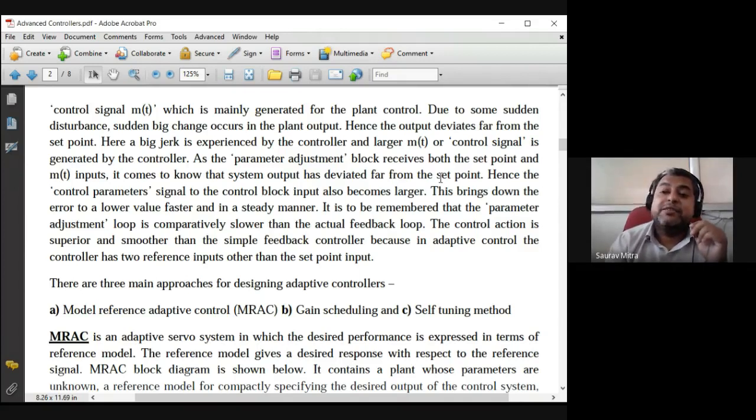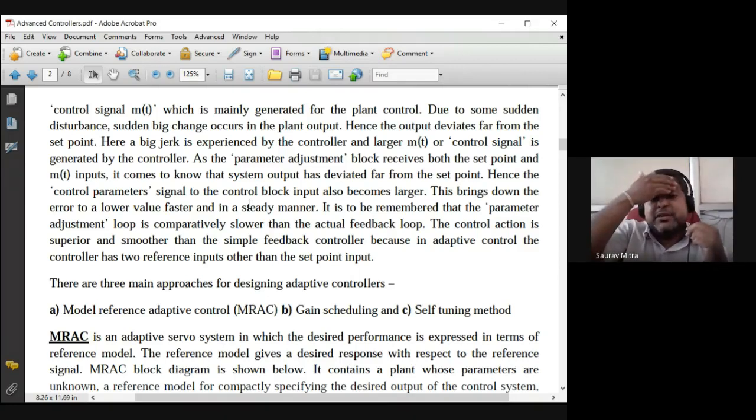In that case, the parameter adjustment block will tell the controller that whatever smaller control action you are generating as MT is not good enough. So the parameter adjustment block internally adjusts its parameter in such a way that a big amount of MT will be generated by the controller. That is where the adaptation is happening. As the parameter adjustment block receives both the set point and MT input, it comes to know that the system output has deviated far from the set point. Hence, the control parameter signal to the control block input also becomes larger. That means MT becomes larger.